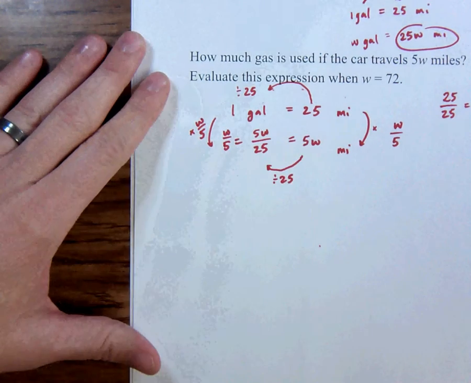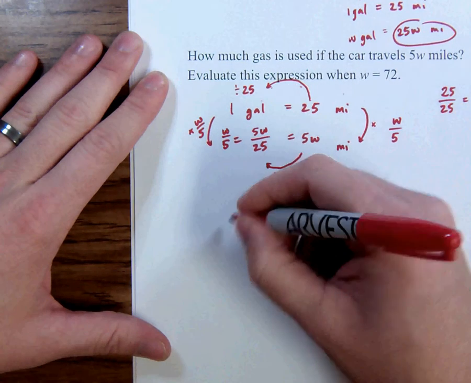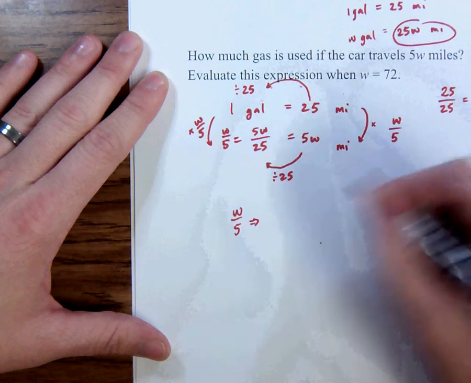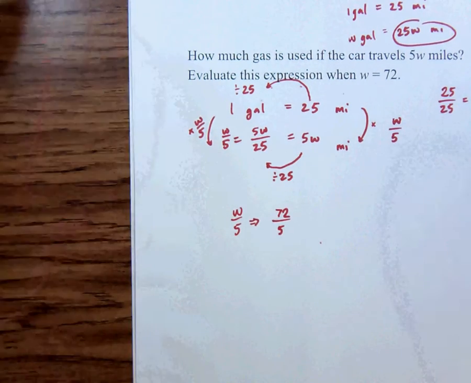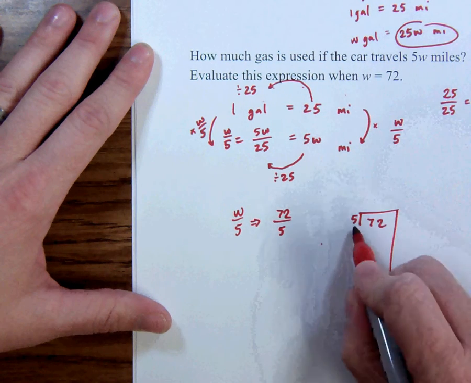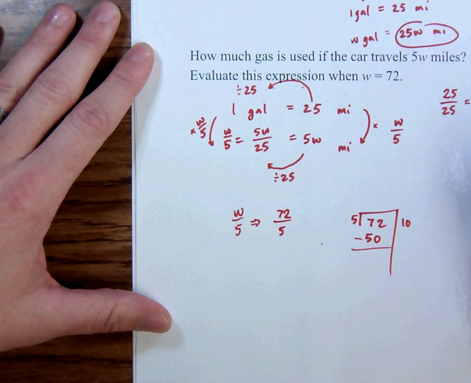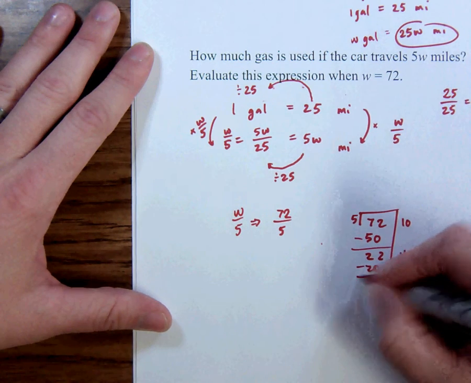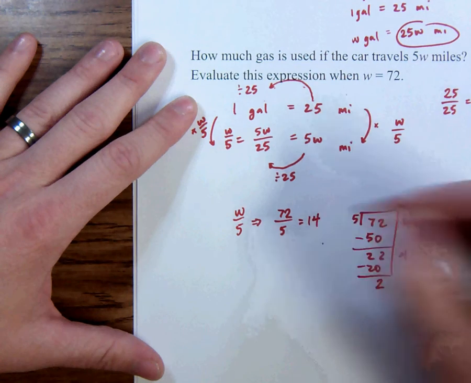And then we want to evaluate the expression for W is equal to 72. So we take W for gallons, W over 5, and we're going to substitute W with 72. So I got to divide 72 by 5. Well, let's say 50 is 10 times. Subtract that, I get 22. I know that 4 times 5 is 20, and I have 2 left over. So this is the same thing as 14 and 2 fifths.